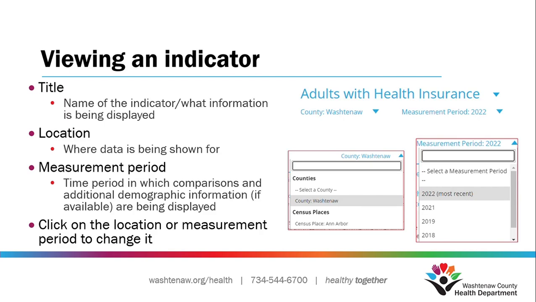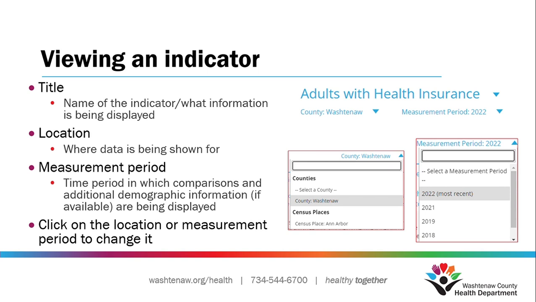So to go through each of these components in a bit more detail, again, at the top, you'll see the indicator title. This is just a really brief summary of the information being shared. So in the example shown on this slide, the title is Adults with Health Insurance. Again, that doesn't really tell us how they're defining adults or having health insurance. It's just a pretty broad level overview.